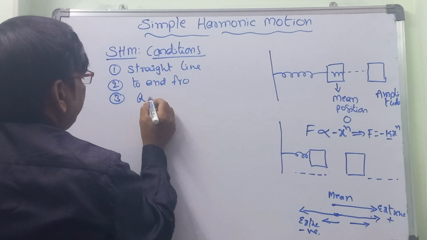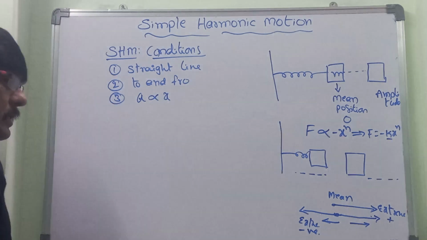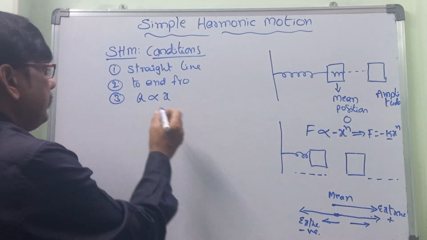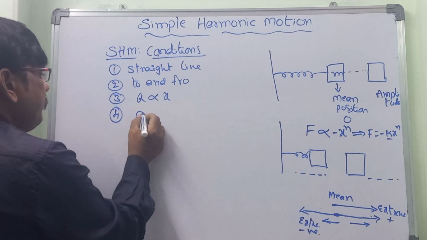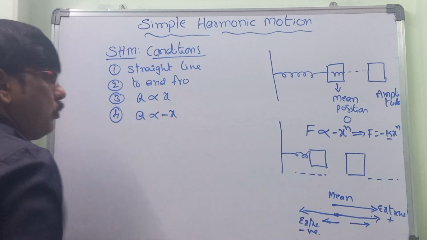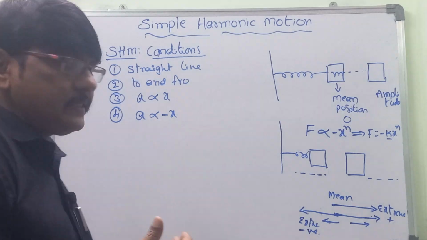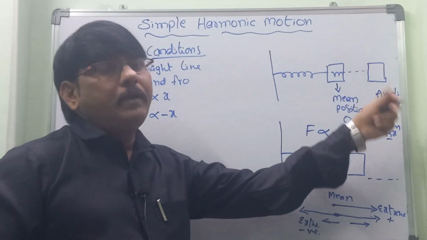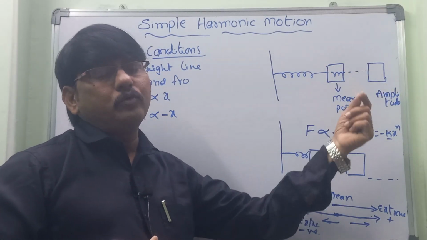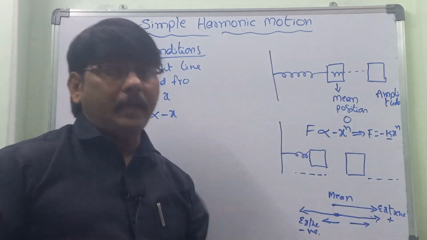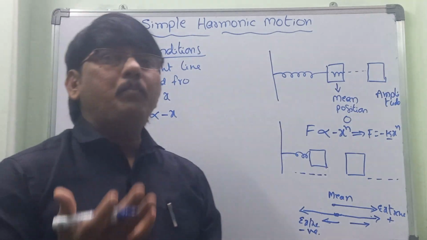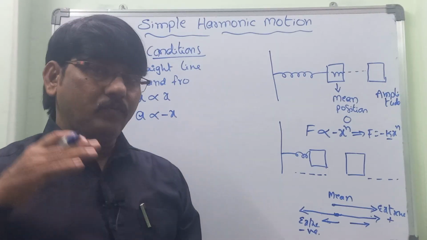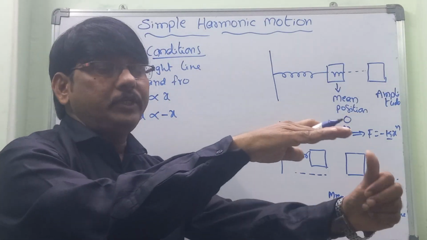That acceleration must be directly proportional to x, that is, the displacement. Apart from that, the acceleration must be on the opposite side of the displacement. For example, if the particle is making a displacement towards the right side, the acceleration should act opposite to the direction of the motion of the particle. Means, if the particle is moving this side, the acceleration should act opposite to this.